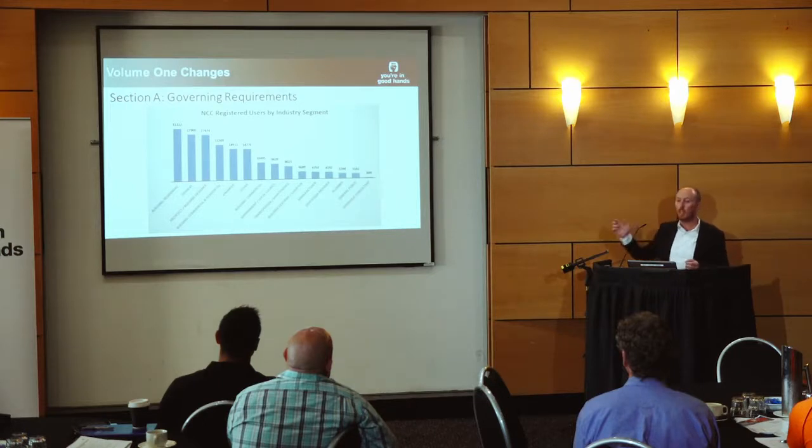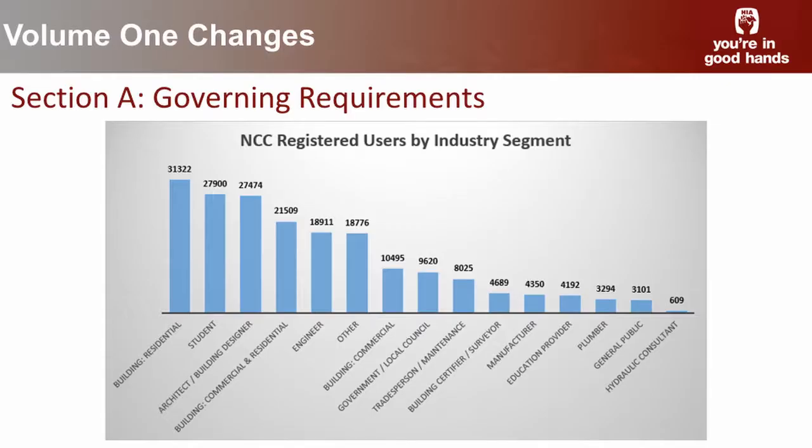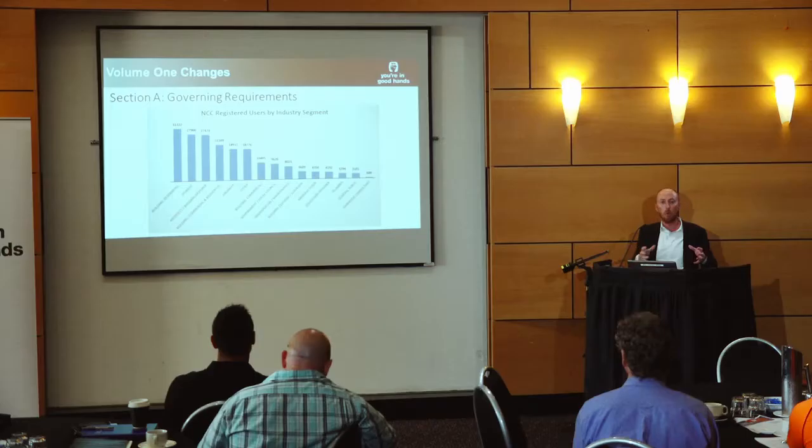When the code used to be a paid subscription, there was about 12,000 subscribers to the code, annual subscribers. Since moving to a free code, it's now moved to having nearly 200,000 subscribers to the code. The biggest user group of the code now is residential builders, by far. And as you can see on this screen, 31,000. This is increasing week by week. This still needs to increase more and more.